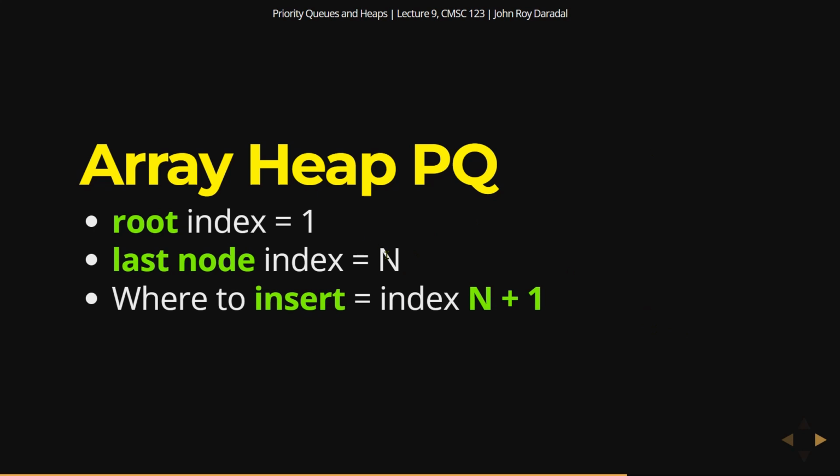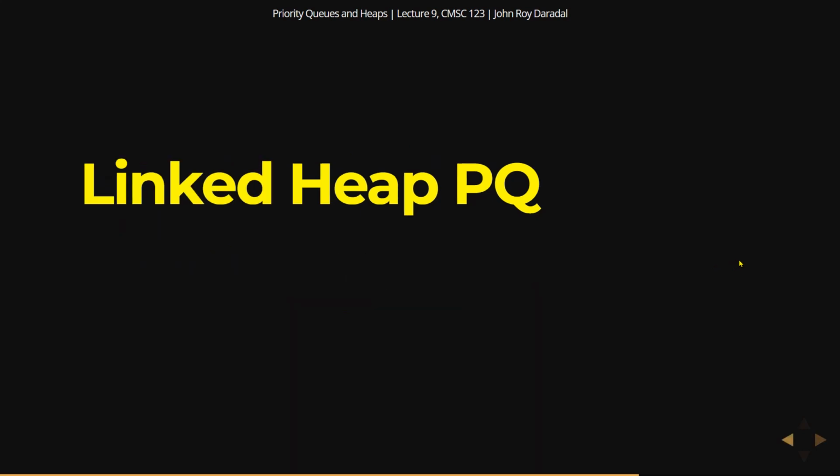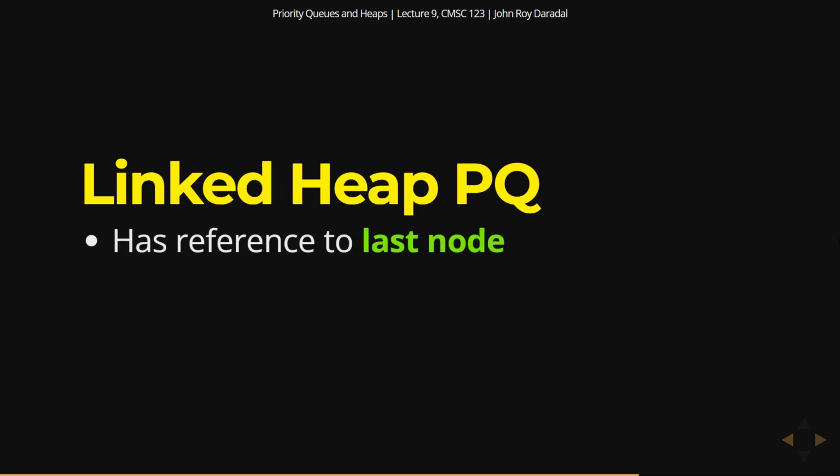And the last node would be at index n, because remember, we need to keep track of the root and the last node, right? So the root will always be at index 1, and the last node would be at index n, where n is the number of entries in your priority queue. So that is the array implementation of the heap priority queue. Now how about if we use the linked version of the heap priority queue? We always have a reference to the last node besides the root node.